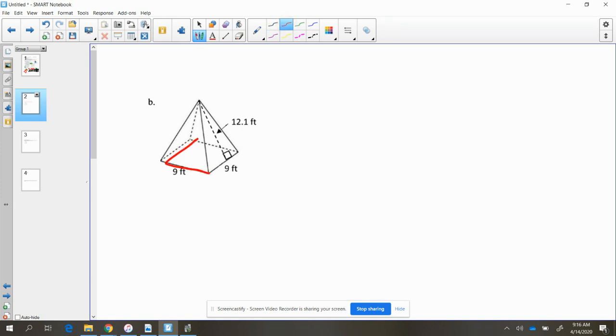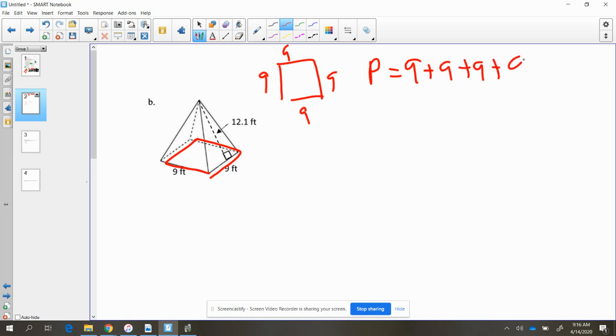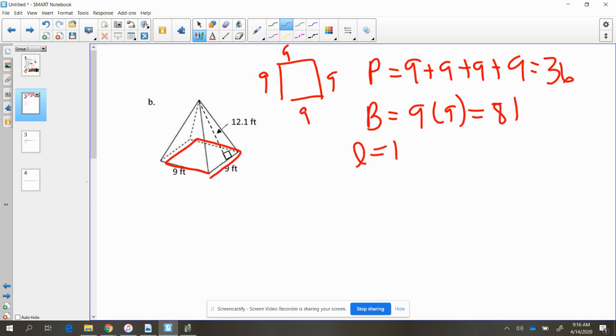Now again, you should have noticed that this base of our pyramid is a square again, with all 4 sides coming to be 9. So the perimeter of the base, we are adding up 9 4 times. So we have a total perimeter of 36 feet. Area of the base is 9 times 9, so 81 square feet. And our slant height this time is given as 12.1.